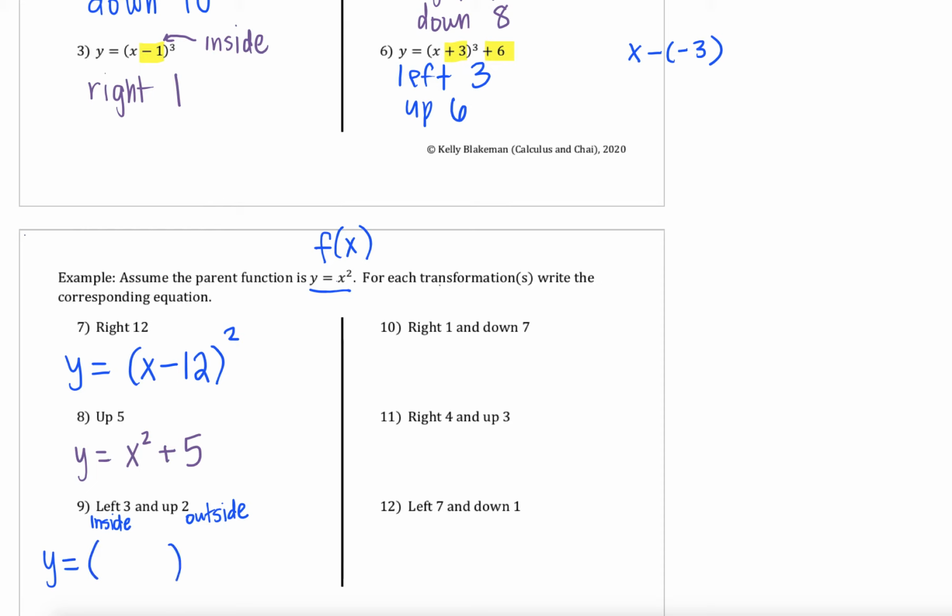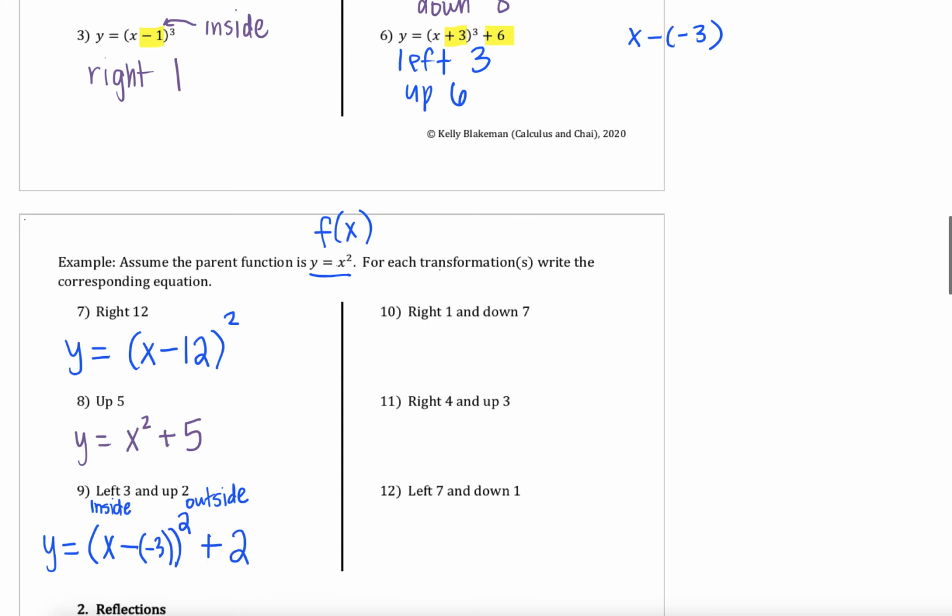So when we go to write this out, we're going to have a couple more things here. Let's set up our general equation. Our parent function is x squared. I'm going to start off with parentheses that have the x minus inside, then the square. The fact that we are going left 3 tells me that I am substituting in a negative 3 inside that function. And the plus 2 happens outside the function, and I'm adding 2 to that. Now, if we would like to simplify this, of course, we could rewrite this as (x plus 3) squared plus 2.